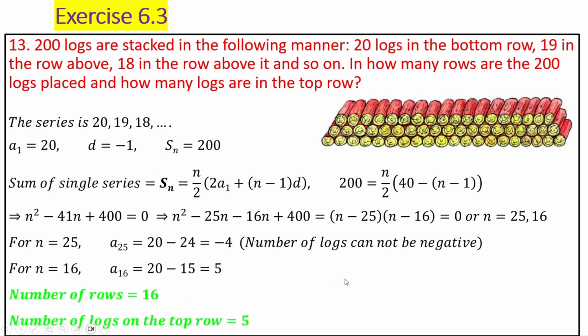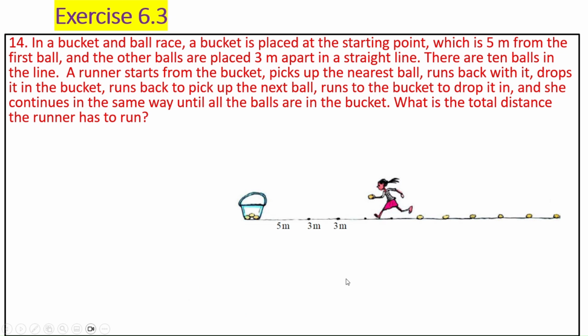Yeah, read the question yourself. There is a bucket placed here, and after 5 meters there is a ball placed, and after that every 3 meters there is a ball placed continuously. A runner starting from the bucket will run all the way, pick up the first ball, come back and put it in the bucket, go again, pick up the second ball, put it back, then the third ball. The question is, what is the total distance the runner has to run to collect all 10 balls?